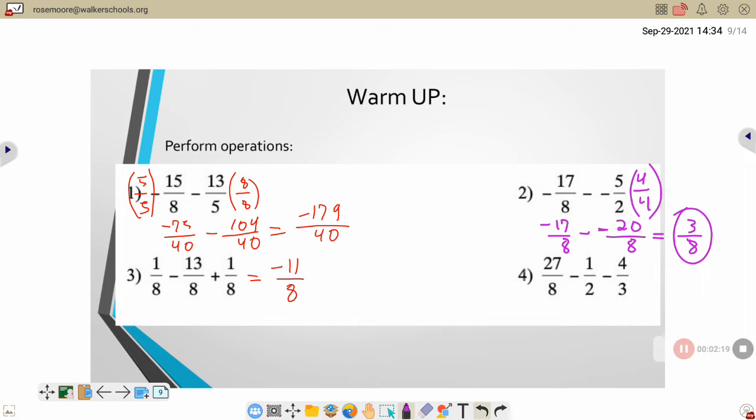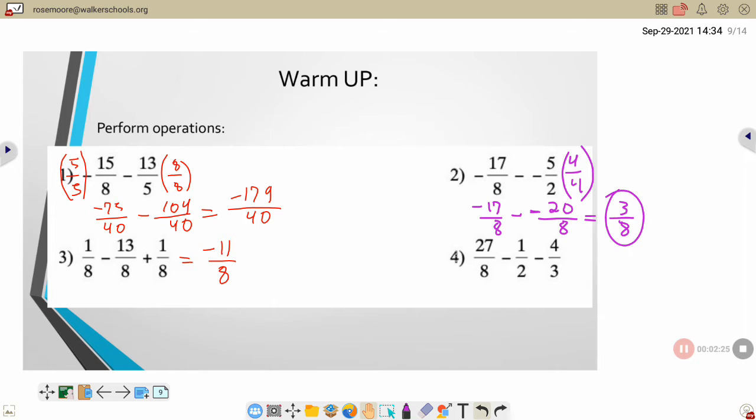Okay. Last problem. We have 8, 2, and 3, so I want to think for a second. I don't want to multiply everything by really big numbers. So let's think of a number that 8, 2, and 3 all go into, and that would be 24. So if I make my denominators 24, what that means is I need to multiply the 27 over 8 by 3 over 3. So it would be 27 times 3, which is 81.